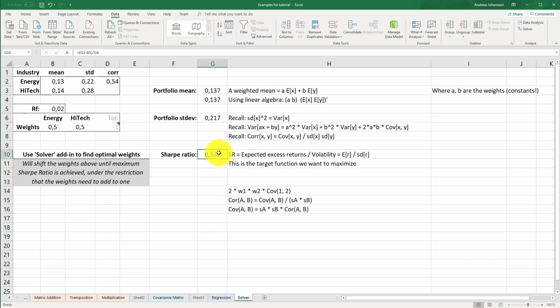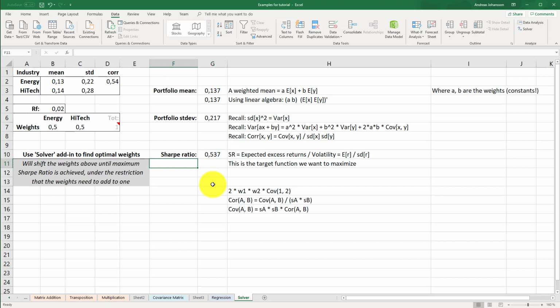Finally, we want to calculate the Sharpe ratio, which is just the excess returns divided by the volatility. So we take the expected return, remove the risk-free rate because it needs to be in excess of the risk-free rate, and divide by the volatility. And this tells us that for 1 unit of volatility, we expect to get 54% returns.